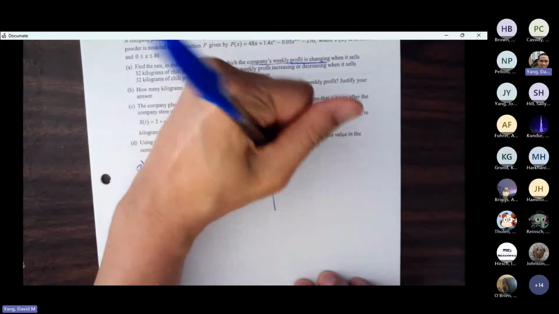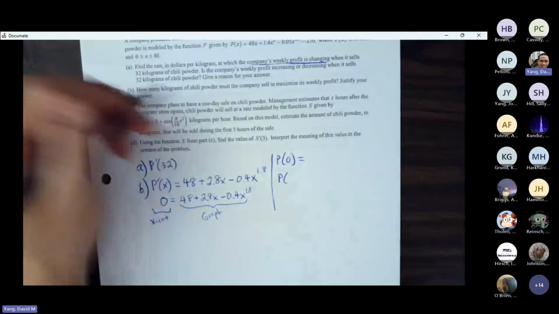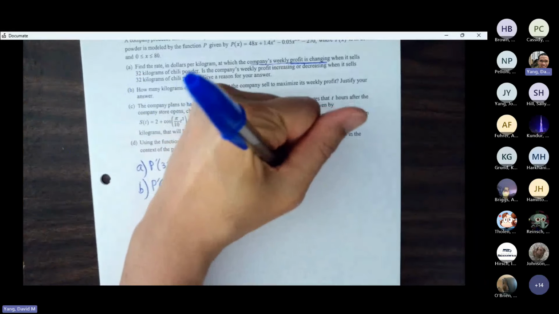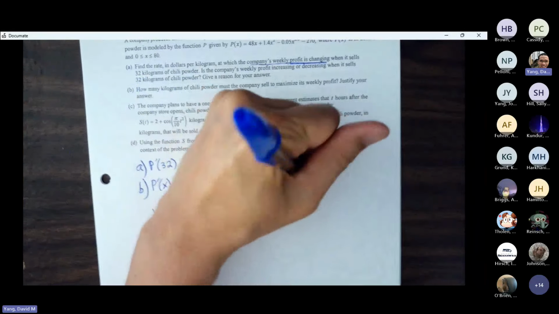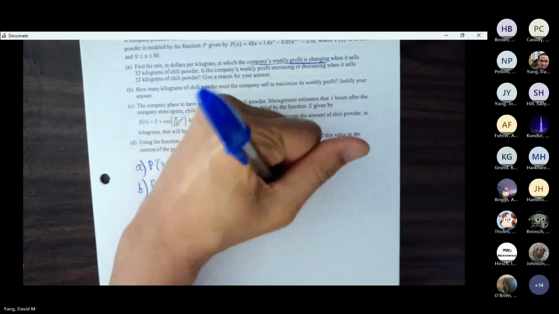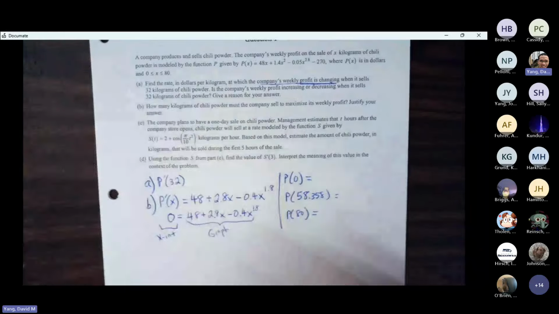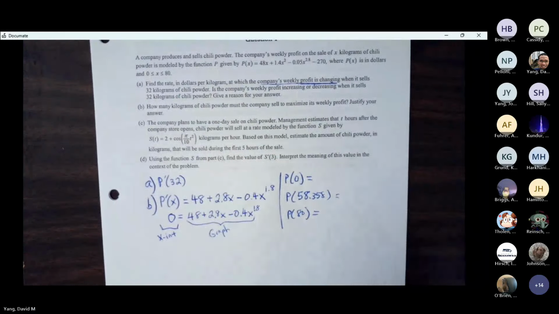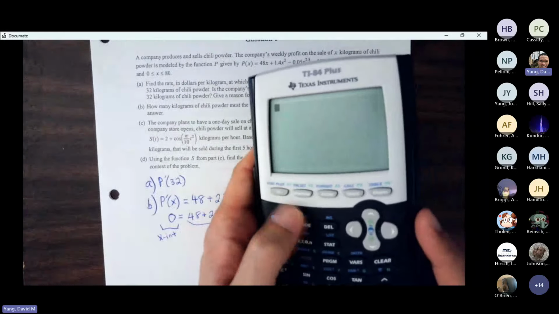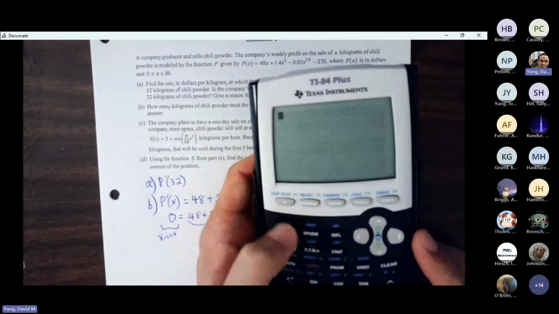Okay, so I want to do P of 0 because that's an endpoint. I want to find P of 58.358 because that's the critical point, the x-intercept that I just found. And then also P of 80, that's my endpoint. I have that equation, P of x, stored under y2.